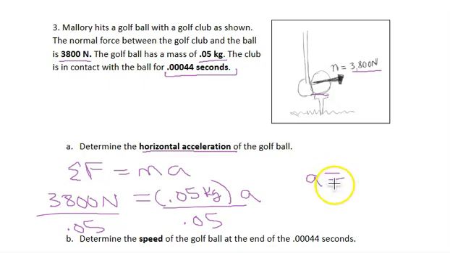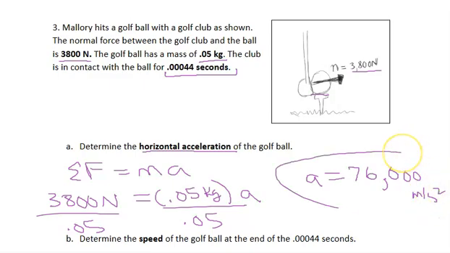And that golf ball is accelerating at a huge number. I think I made these numbers up, so could be goofy. So 76,000 meters per second squared. I probably made that time way too short. That's huge.